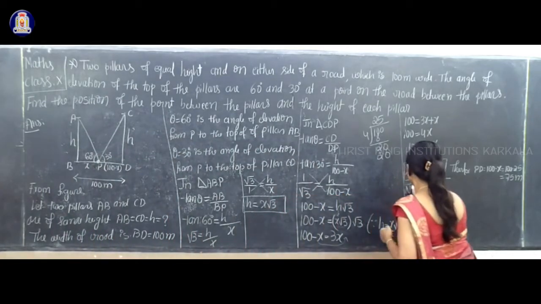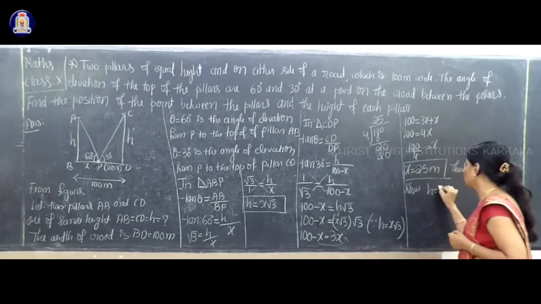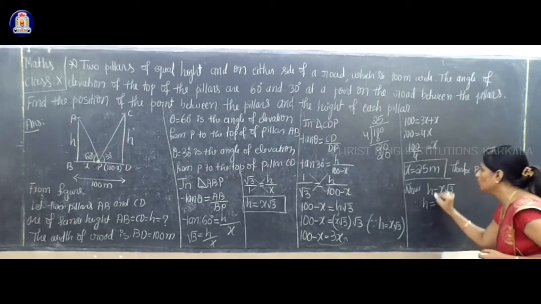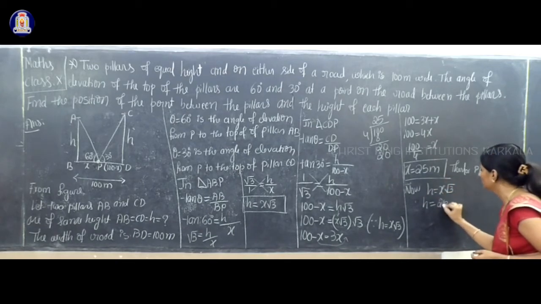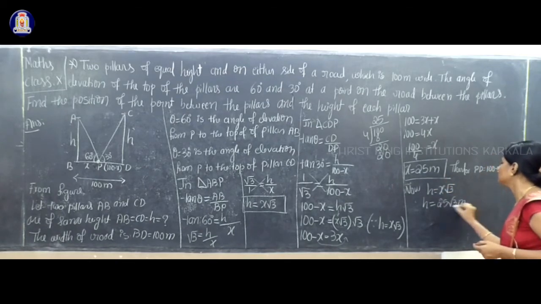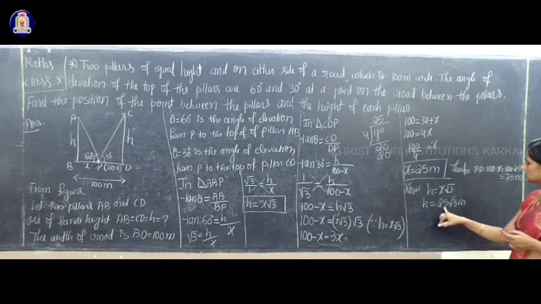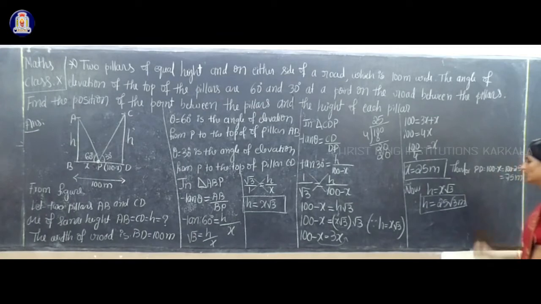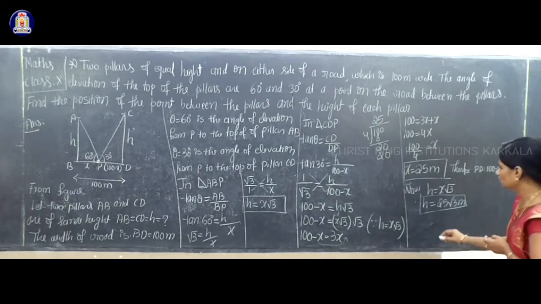So now h is equal to what we got? x root 3. So therefore h is equal to what? x is how much here? 25 root 3 meter. So what is this h? h is 25 root 3 meter. So now we will write the conclusion.